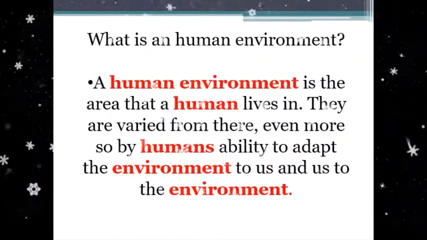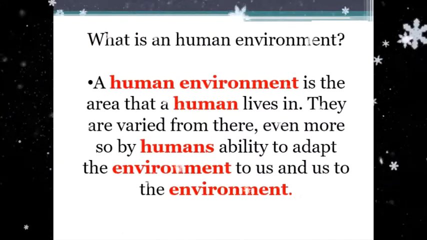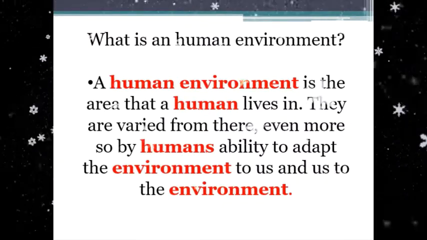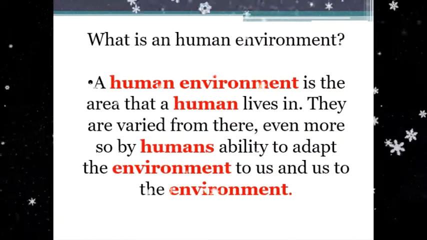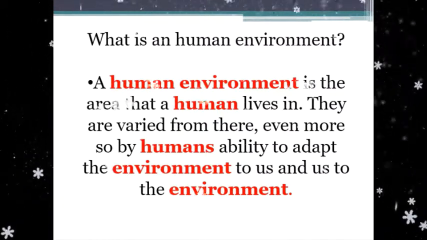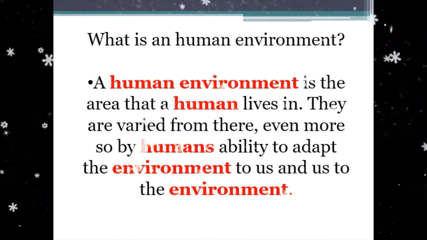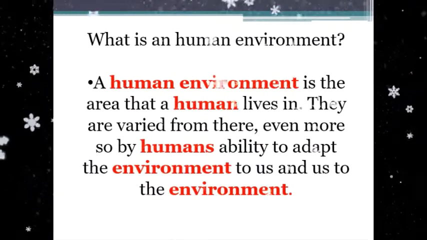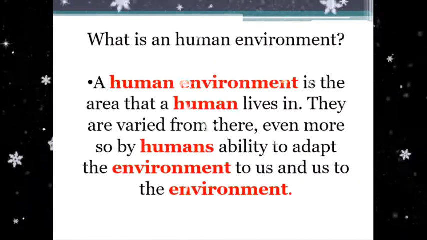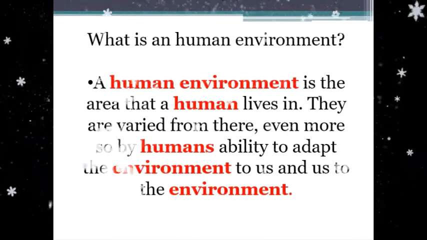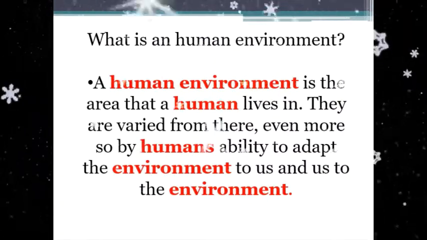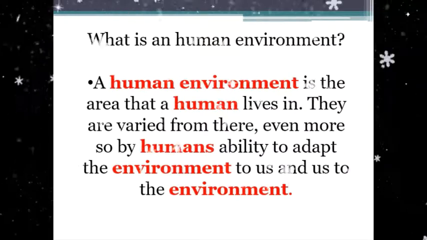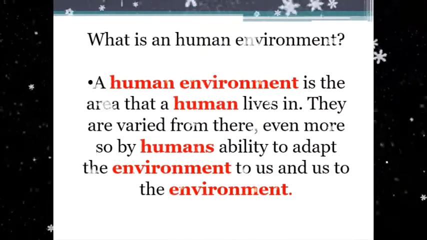What is human environment? A human environment is the area that a human lives in. They are varied, even more so by humans' ability to adapt the environment to us and us to the environment. So that is what environment is all about. Remember that it's the area that humans live in.